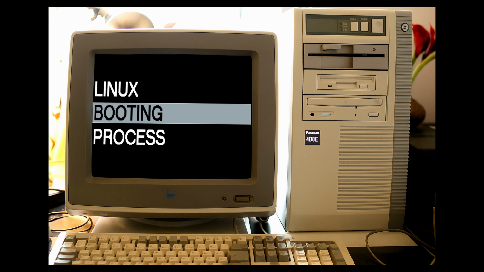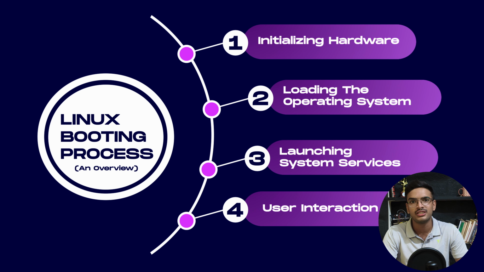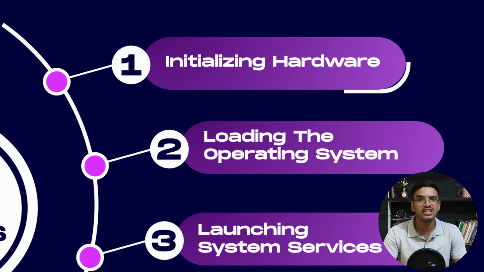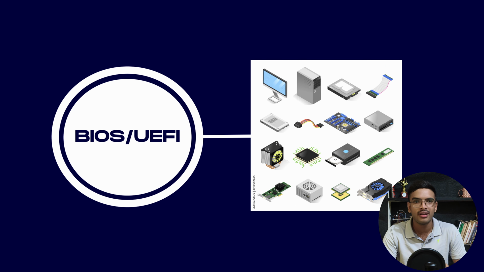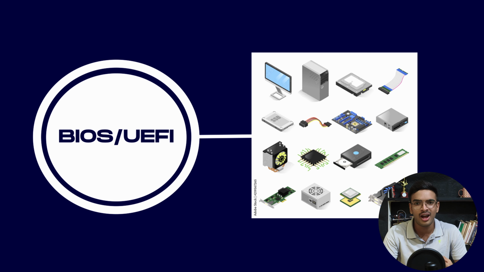So today we are going to talk about something that happens every time you turn on your Linux system. Yes, the booting process. The entire Linux booting process can be narrowed down into just 4 stages. The first stage is initializing hardware. During the boot process, the computer's firmware such as BIOS or UEFI takes charge of the hardware resources like processor, memory, or storage devices. This stage ensures that the computer is fully prepared for the operating system's use.